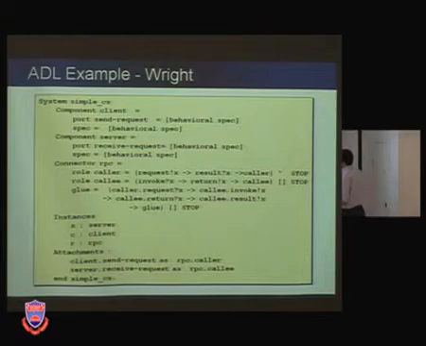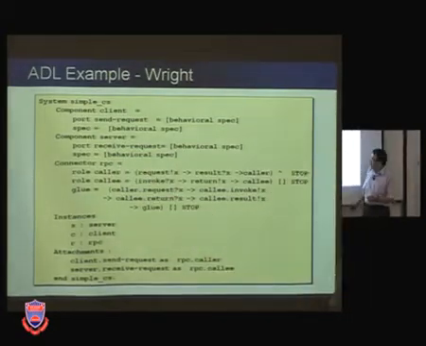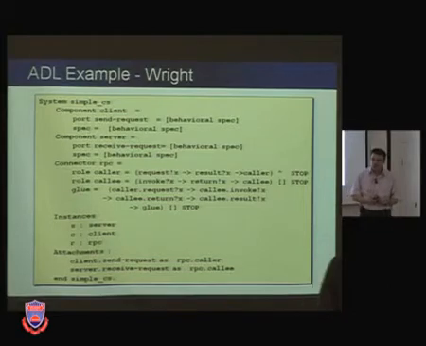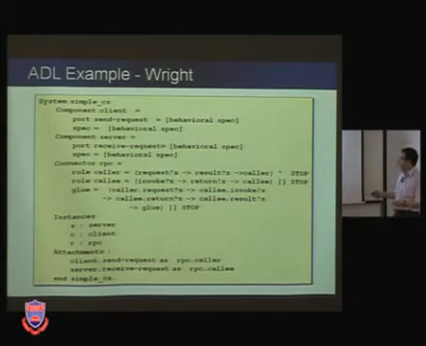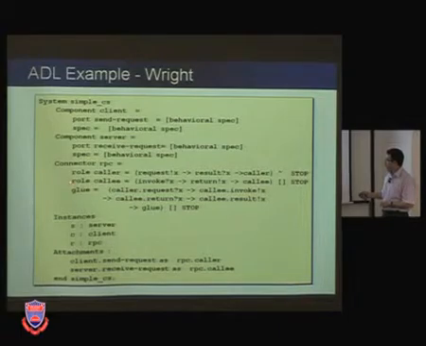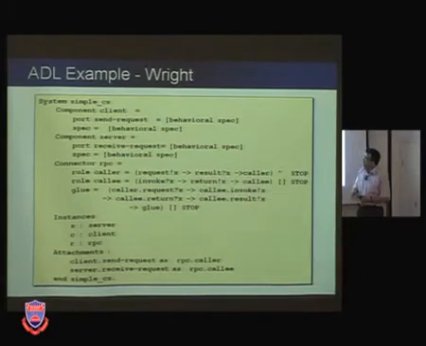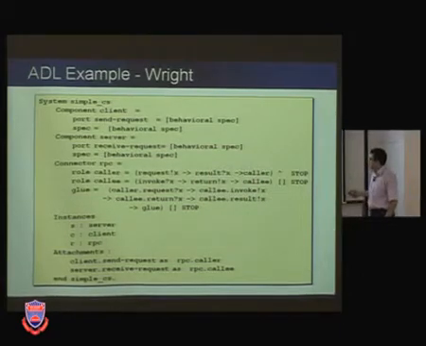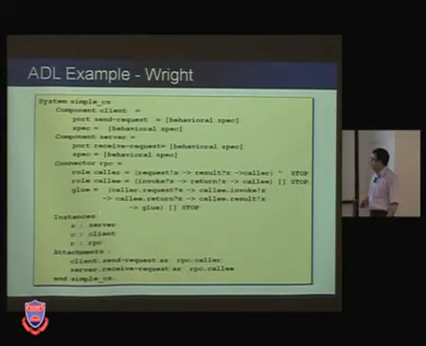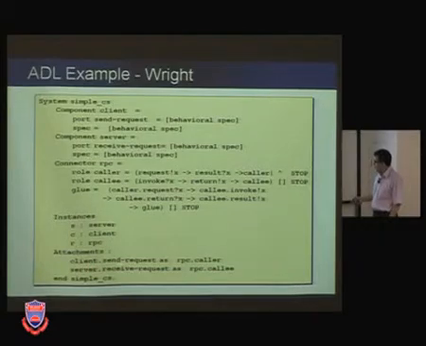The connector is RPC, remote procedure call. Connectors can have roles, also keywords. One role is called caller, the other role is called callee. This is the formal spec of what it means and how to combine these, and there's some glue code to combine these. Here are the attachments: the client's send request, that's the port, is attached to the RPC caller.